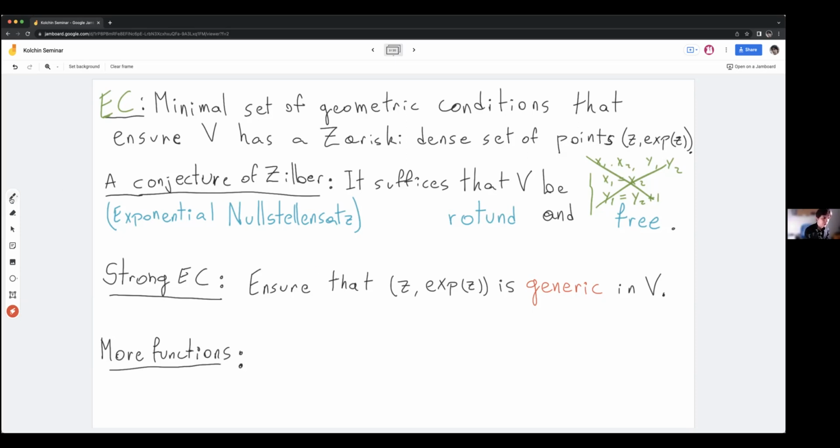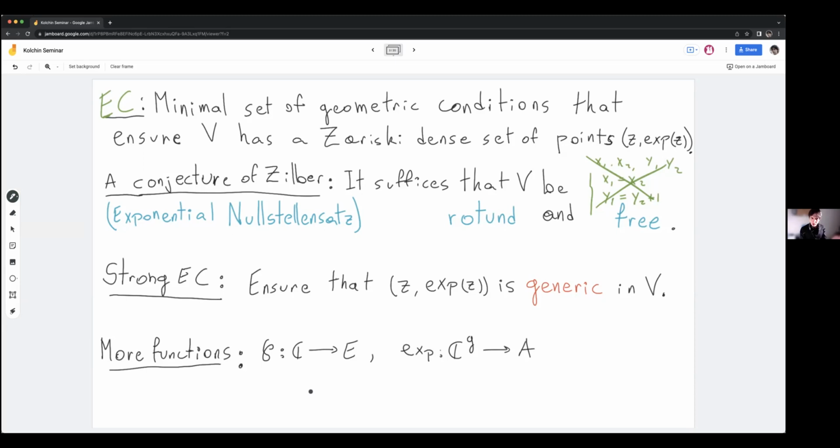What other kinds of functions might we want to look at? For example, there are other kinds of exponential functions. So for example, there's the Weierstrass P function, which is associated to elliptic curves. Or more generally, in higher dimensions, you would have the exponential of an abelian variety or a semi-abelian variety. Both of these functions behave like group homomorphisms.